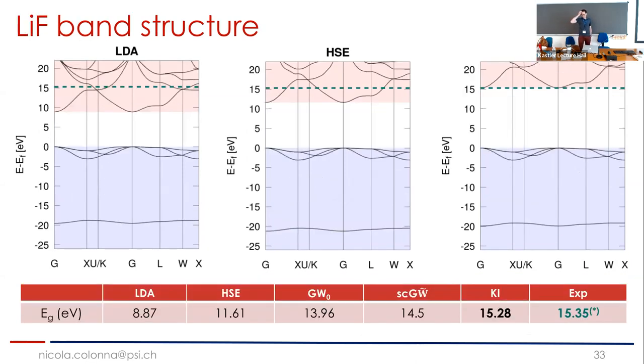This is to show that the quality of this approach is not system dependent, as it happens for hybrid functionals where you tune this mixing parameter once and for all, and this is the case of HSC, but this parameter might be, and in principle is, system dependent. And here you see that for a wide band gap insulator, HSC is not good anymore, while KI, because of this screening coefficient, correctly reproduces the dielectric response of your system and gives you also in this case an accurate estimation of the band gap once you remove the zero point contribution from the experiment.